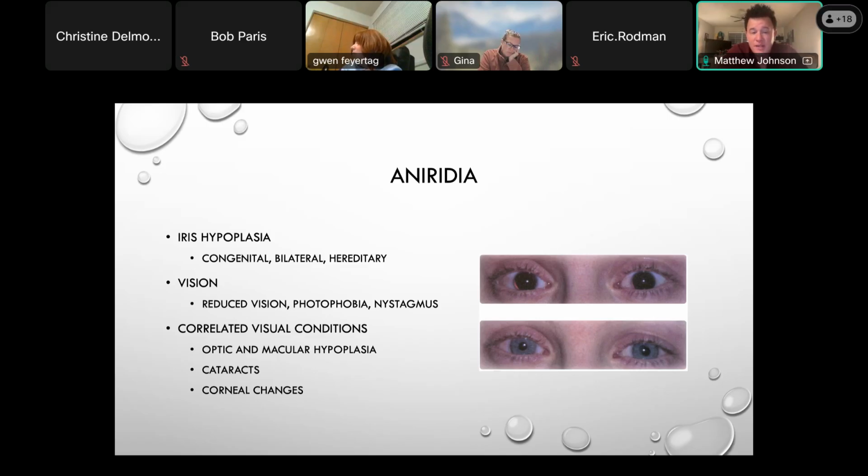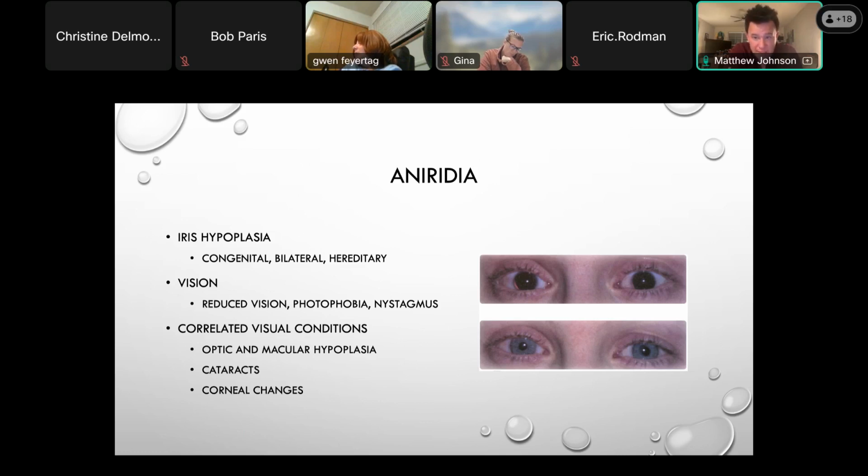So if you have this, your vision is oftentimes reduced. There's extreme light sensitivity because now that aperture of the iris is not there to control how much light is coming in. And because the eyes are always light sensitive, and the eye, when it's developing, is just inundated with all this light, the eyes are constantly moving, so you develop nystagmus, which is a constant movement of the eyes. Oftentimes this is correlated with other types of hypoplasias. Again, that's irregular or incomplete development of both the optic nerve or the macula, which is bad.